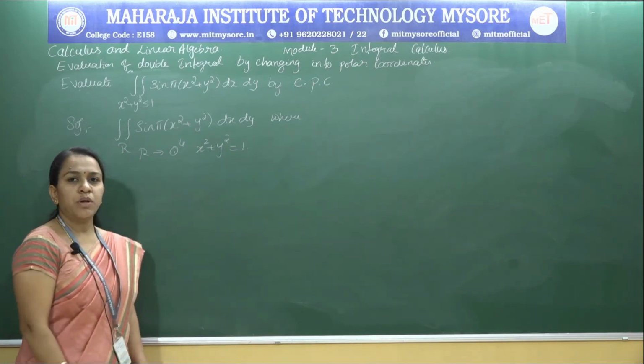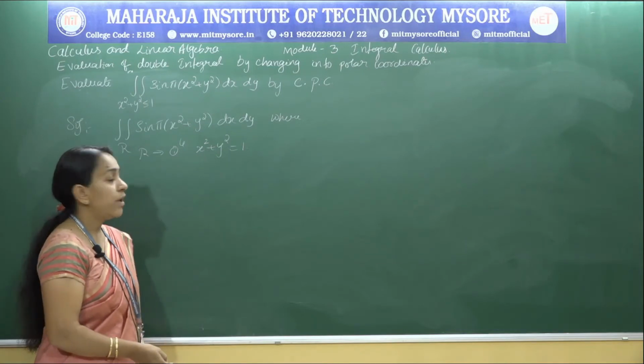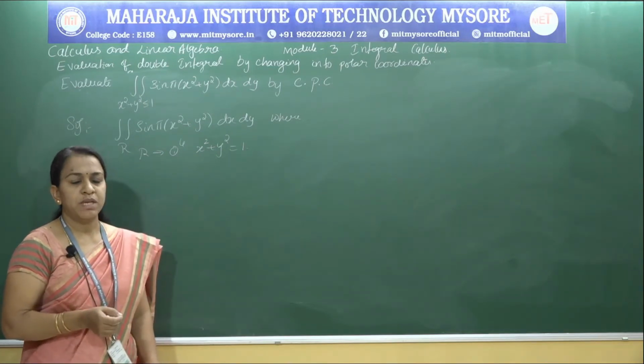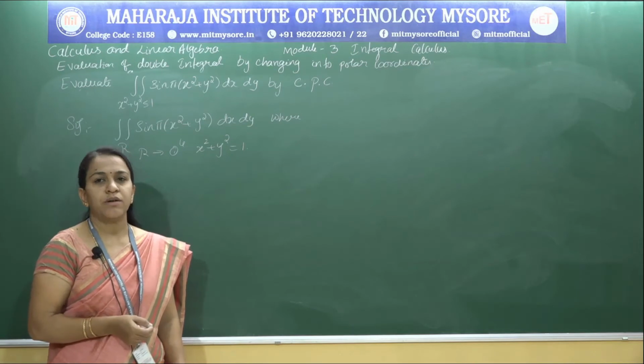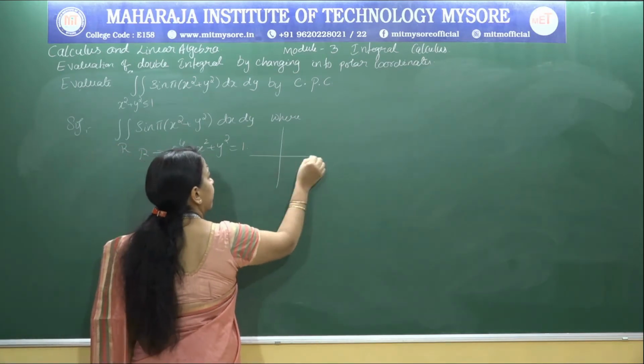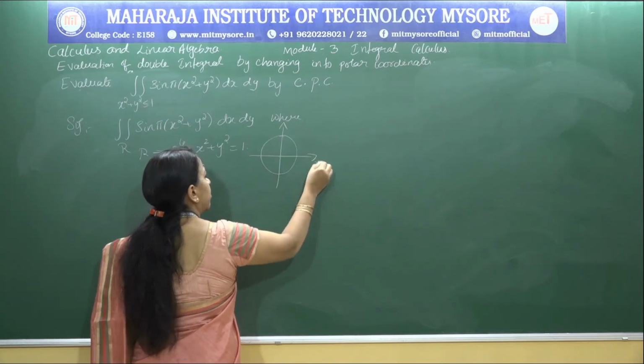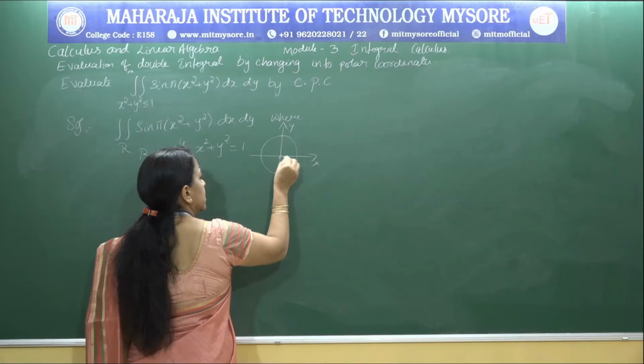So we are supposed to evaluate the given double integral over the circle x square plus y square equal to 1. That means a circle with center at origin and radius equal to 1 unit. So that will be like this. So we are supposed to evaluate the given double integral over this.